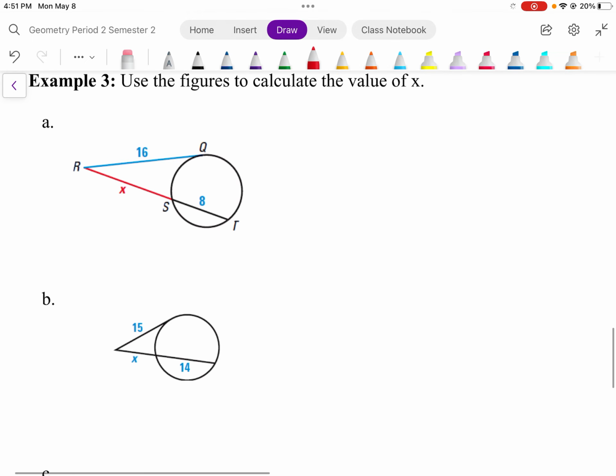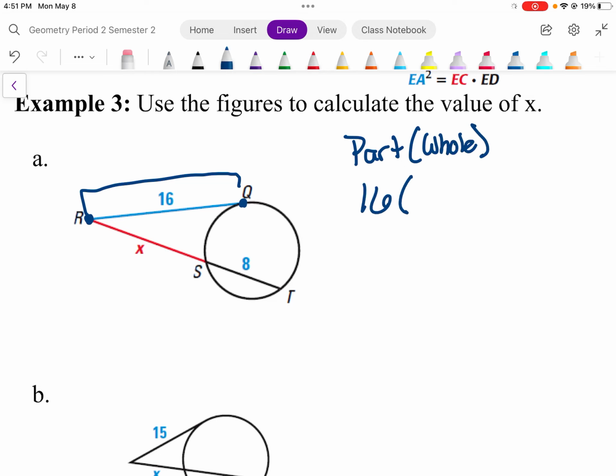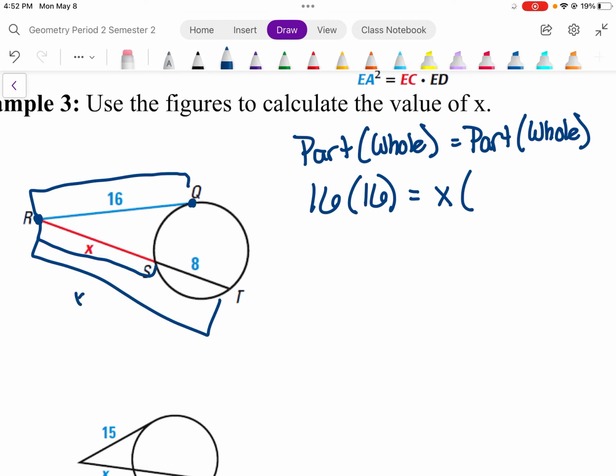Okay, so let's do a couple examples with this one. All right, so we're going to use the circle to calculate the value of x. So if we look, we have a tangent. So we're going to take the part that's outside the circle, multiply it by the whole length. So if we look, the part is equal to 16, and the whole length of that segment is also 16. And then that's going to be equal to part times whole for the secant. The part on the outside is x, and then the whole thing is going to be x plus 8.